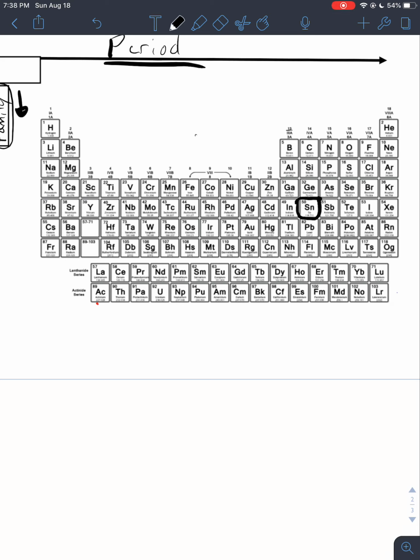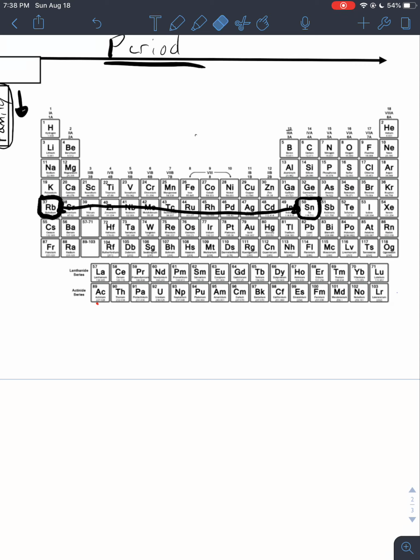Tin is right there. What I'm going to do is take my pen or pencil and trace all the way across the row that tin is in. If my line touches Rb, they're in the same period. If my line does not touch Rb, they're not in the same period. It's somewhere else. And actually, this one works out really simply. I'm just going to back up. Rubidium is right there.